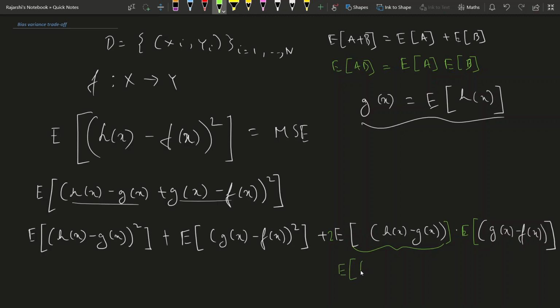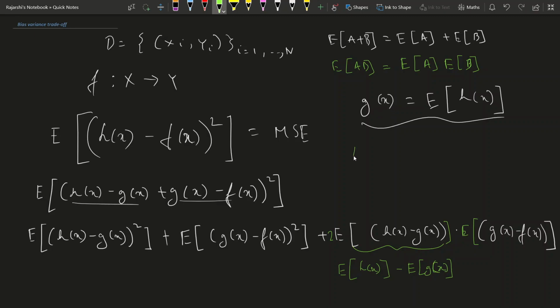Now focus on this thing. I can write this as the expected value of h of x minus the expected value of g of x, isn't it? Only this portion. Now focus on this one. g of x is basically the mean hypothesis. So the expectation of the mean will be the mean itself.